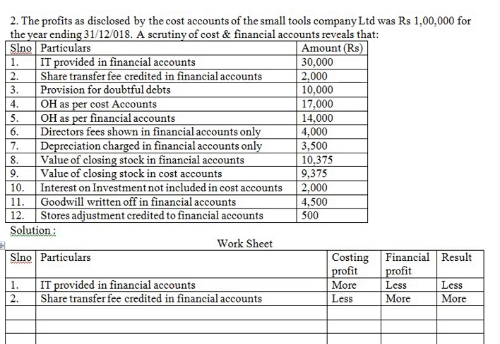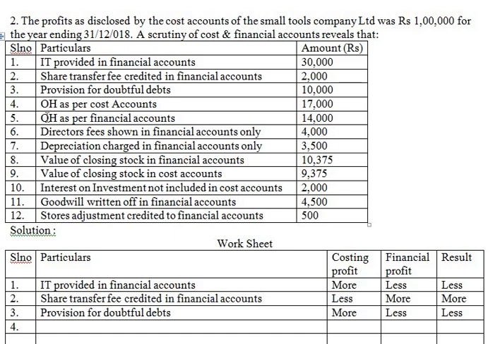Third point. Provision for doubtful debts. Now provision for doubtful debts is given in the financial accounts but not in the cost accounts. So here your costing profit will be more and financial profit will be less. So your result will also be less. Next, fourth point.